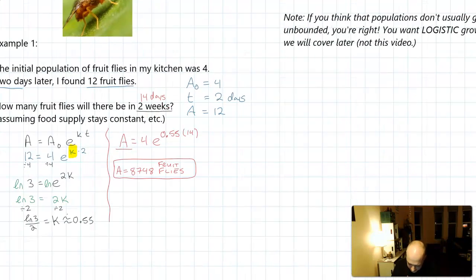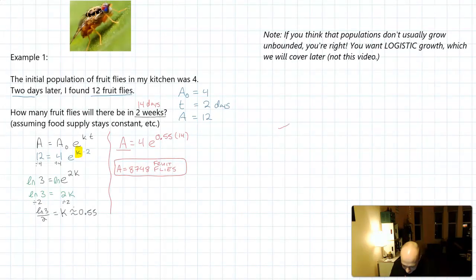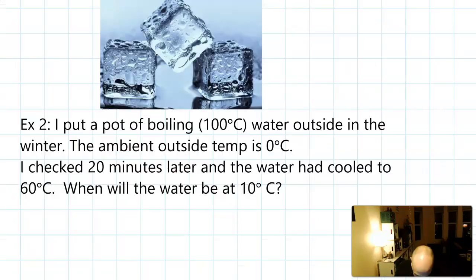By the way, if you are thinking to yourself, Mr. Eck, this is really unrealistic. Populations don't usually grow unbounded. Populations usually run out of food and maybe look like this after a while. You're right. And you want something called logistic growth, which is related to this. It actually uses the growth model as part of it, and we are going to cover that in another class. Not this video, it just would take a little bit too long, but this is kind of a simple model for population where there's no restriction on resources.